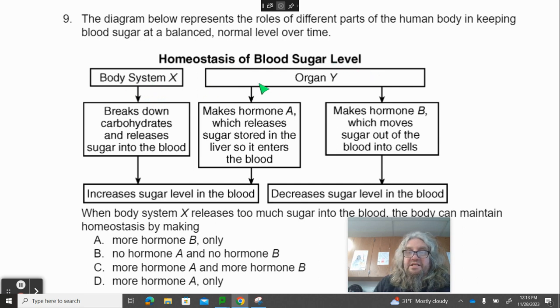Body system X, organ Y. Body system X breaks down carbohydrates and releases sugar into the blood. Organ Y makes hormone A, which releases sugar stored in the liver to enter the blood. And it makes hormone B, which moves sugar out of the blood and into cells. When body system X releases too much sugar in the blood, the body can maintain homeostasis by making A, more hormone B only, B, no hormone A and no hormone B, C, more hormone A and more hormone B, or D, more hormone A only?